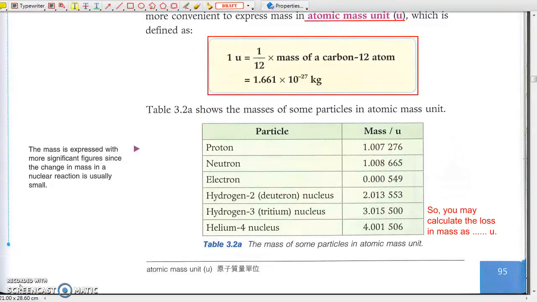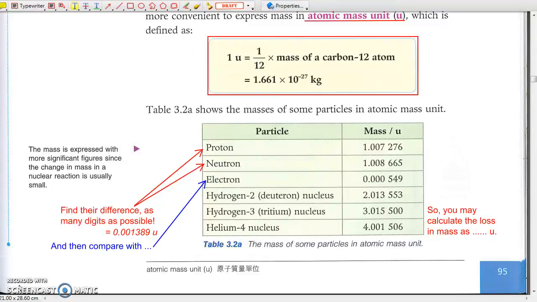In the following table, you can see the mass of a neutron is just a little bit larger than the proton. Now try to find the difference using a calculator. You will find the difference to be 0.001389 u, which is much larger than the mass of a single electron, 0.000549 u. Why? The loss in mass is changed to energy released in a beta decay.